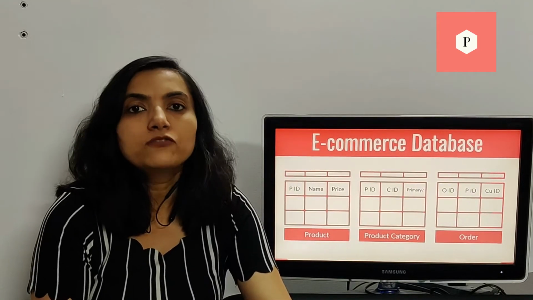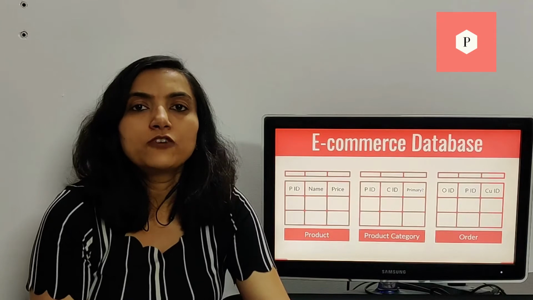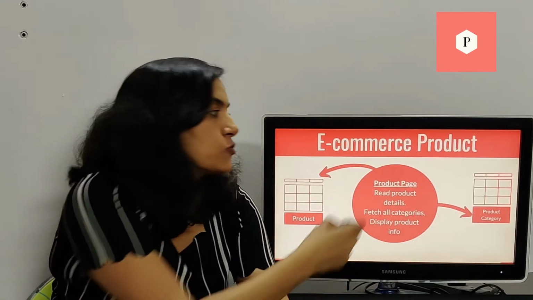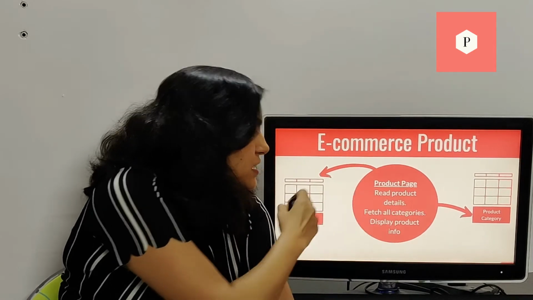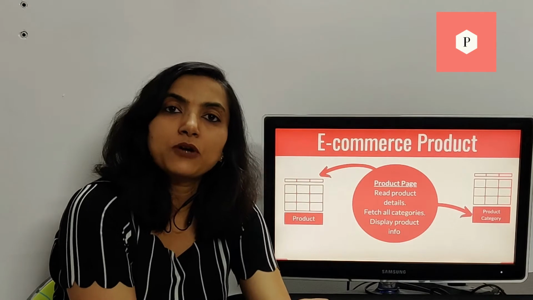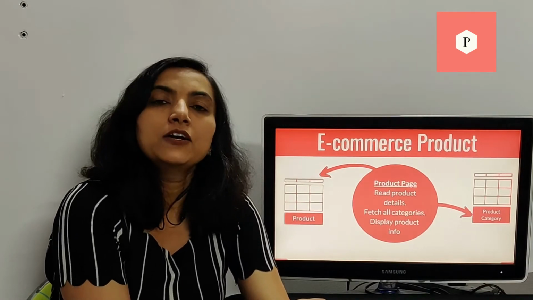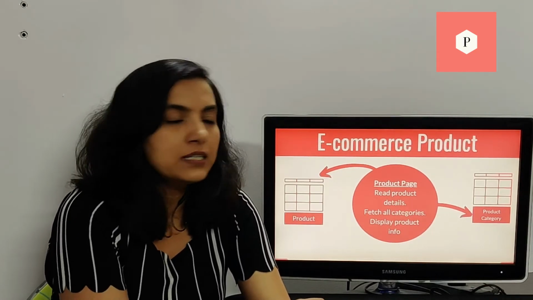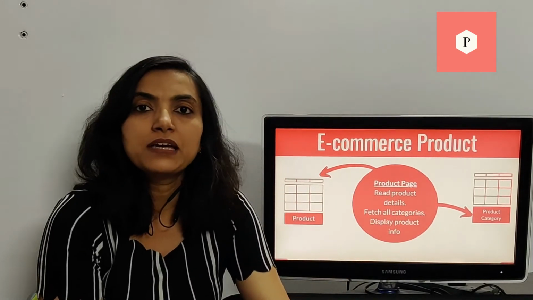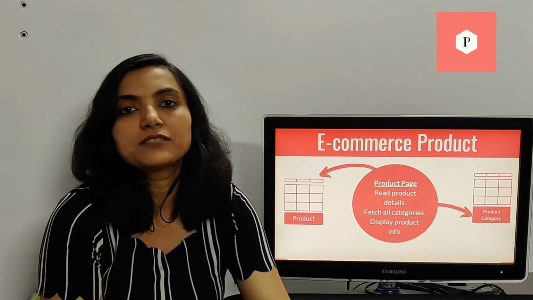Then you will have code for different features. For example, one simple feature is displaying the product page. So you will have a piece of code that reads the product table for all the product information, that also reads the product category mapping table to fetch all the categories for the product. Then it takes all this information and displays it on the product page according to the design that has been coded.